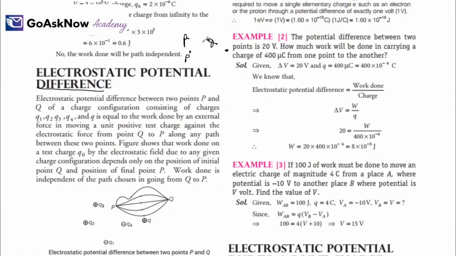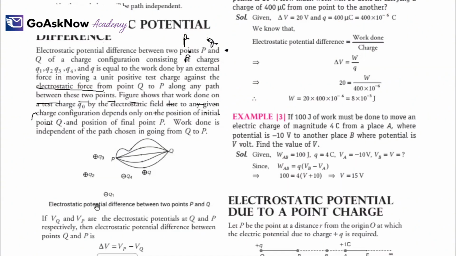So let's read out the definition of that. Here it is written: electrostatic potential difference between 2 points P and Q. So if I have 2 points P and Q of a charge configuration consisting of charges Q1, Q2, Q3, Q4, and so on, these are like charges in any space. The points P and Q will be any 2 points that are situated in the field of these charges. Okay, so you can see the diagram also here.